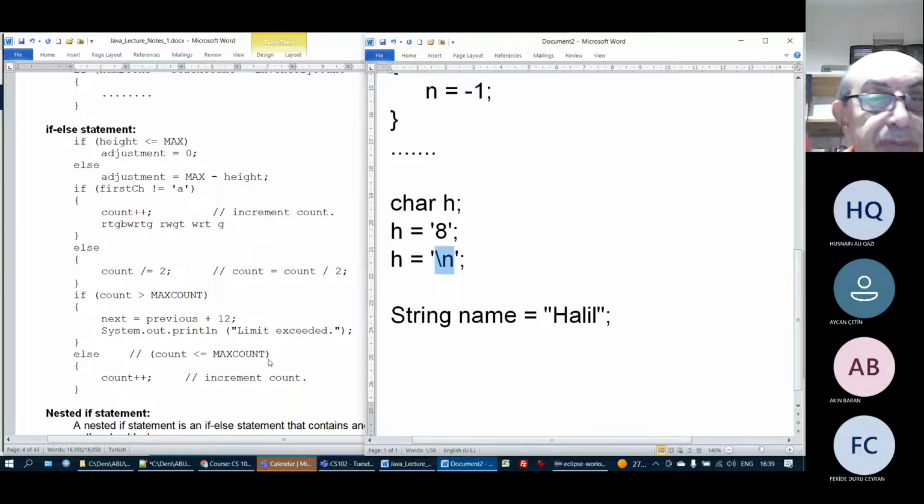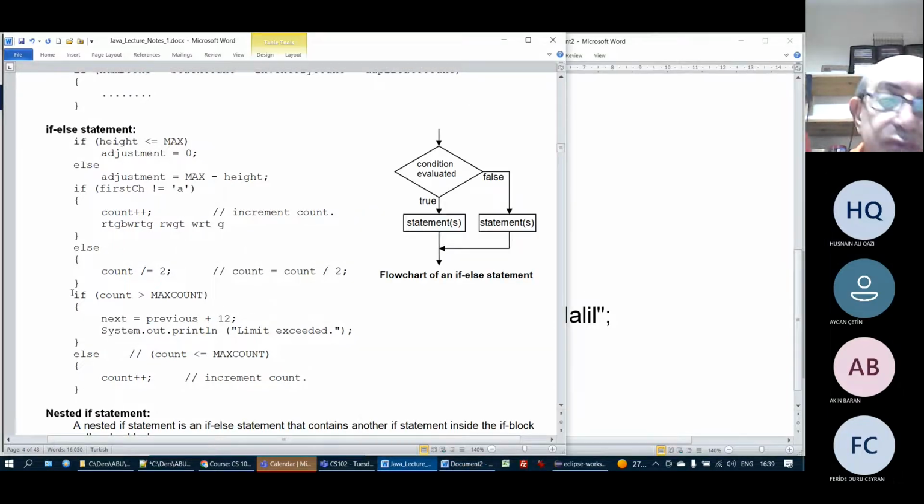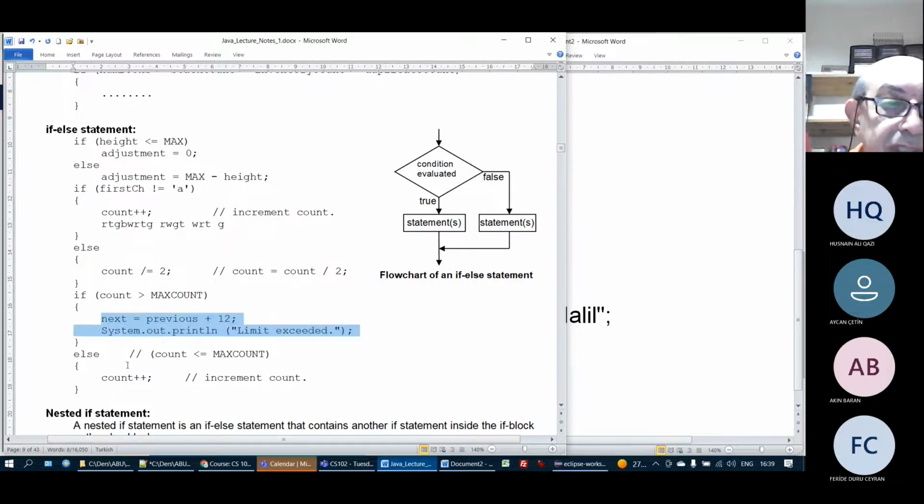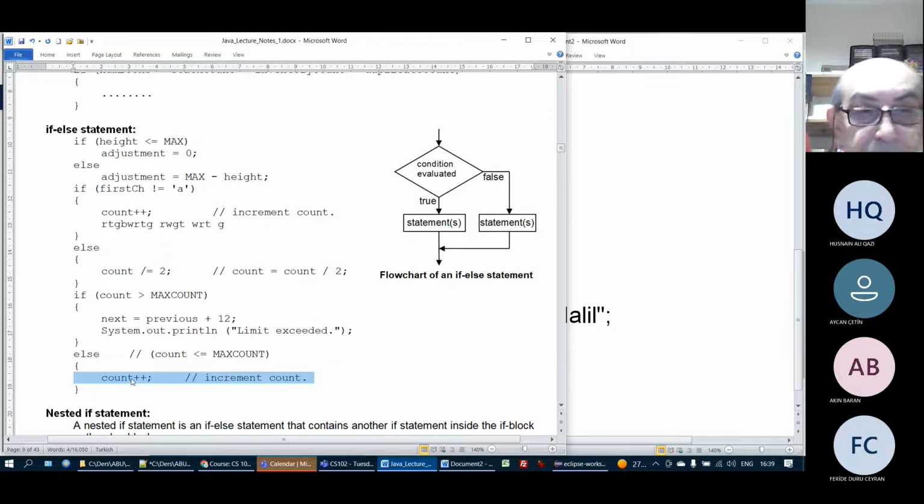If else statements. Here we have another example. If count is greater than max count, then do these two statements. Otherwise, if this is false, do the else part. Increase the count: plus means increment the count. Whatever the value of count was before, it is increased by 1.